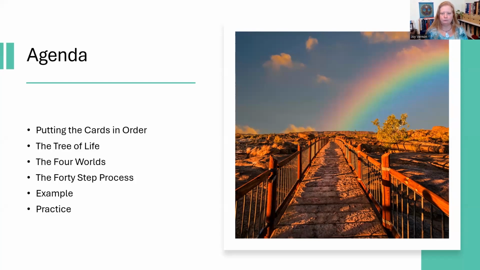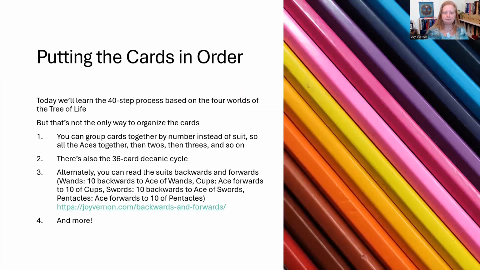We're only going to focus on one of them today, but I do want to point out that this is not the only way of organizing the cards. We'll introduce the idea of the tree of life and the 10 Sephirot, and then also the 4 worlds. I'll show you that 40-step process, and I've got an example, and then we'll do a practice and kind of apply it and see what happens and what we get when we apply it to a tarot reading.